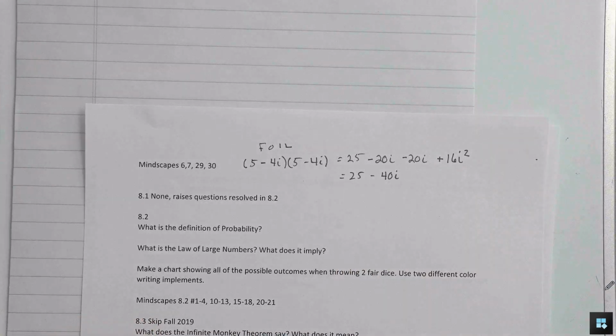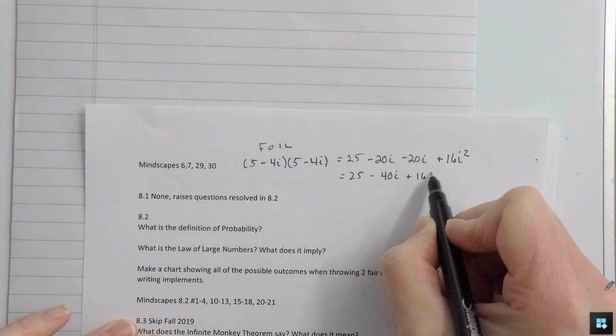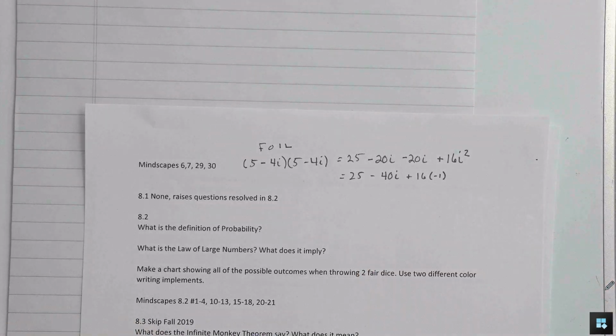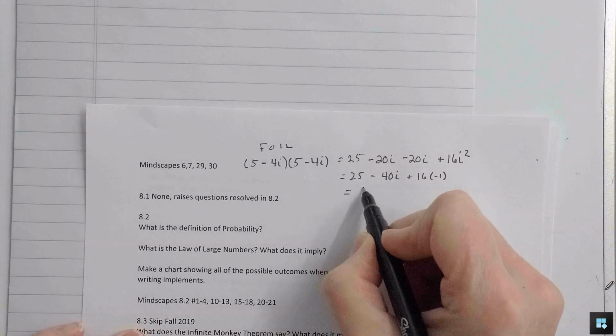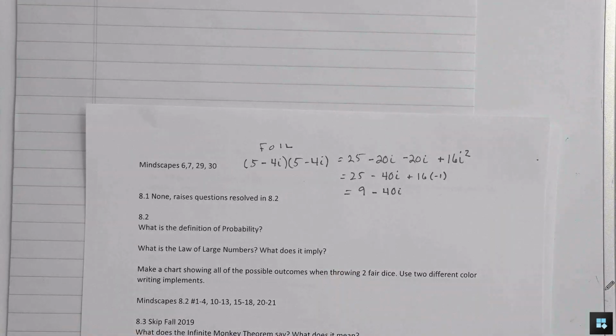So it's just like adding apples. Negative 20 apples minus negative 20 apples is negative 40 apples, but they're i's. Okay, and then 16 times negative 1, so that's a negative 16. So negative 16 plus 25, that's 9. 9 minus 40 times i. So if that's what you got, pat yourself on the back. Do I see any back patting going on?